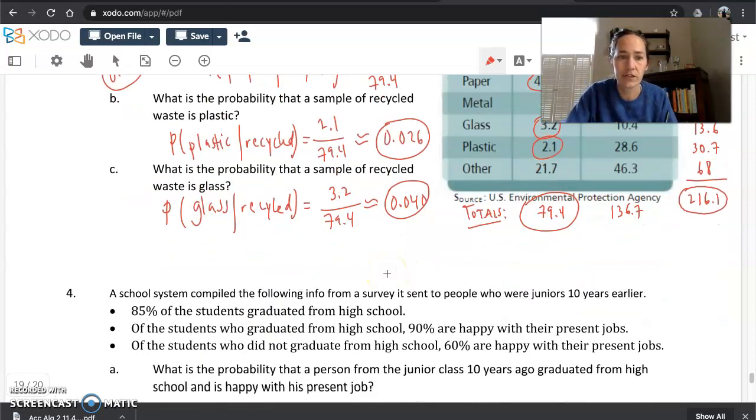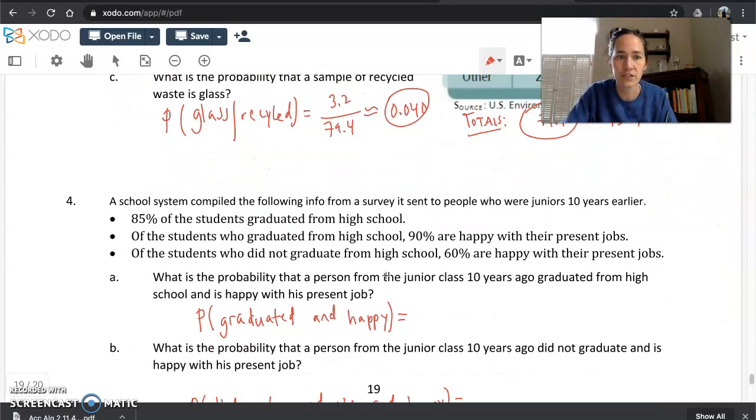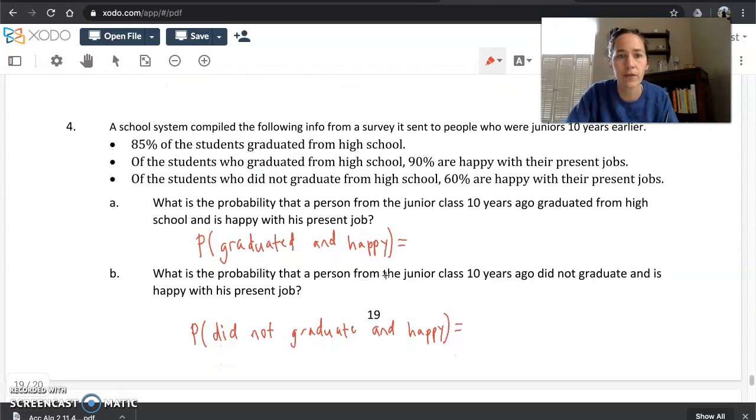There's a good question underneath, a school system. So we're given some percentages here. Number 4 says a school system compiled the following info from a survey it sent to people who were juniors in high school 10 years earlier. 85% of the students graduated from high school. Of the students who graduated from high school, almost all of them are happy with their present jobs. 90% of them are happy. Given that they did not graduate from high school, you get a 60% chance of happiness. What's the probability that a person from the junior class 10 years ago graduated from high school and is happy with his present job? Let's think about it.